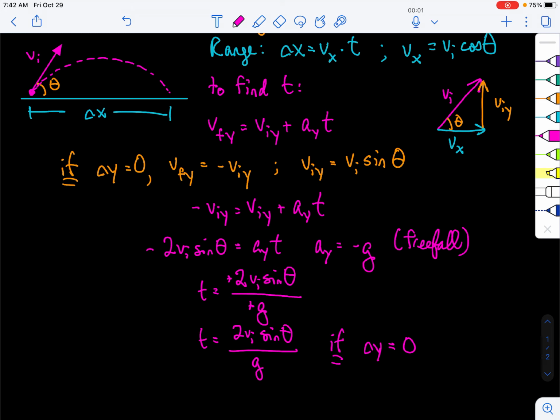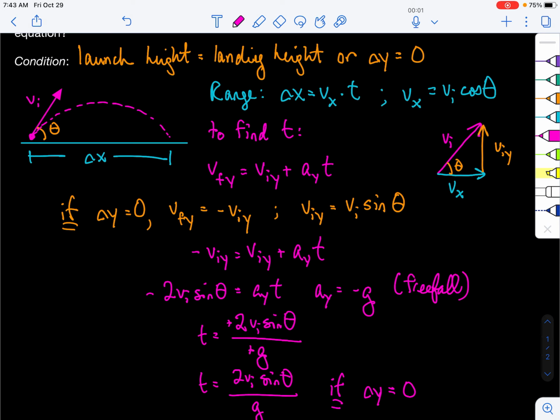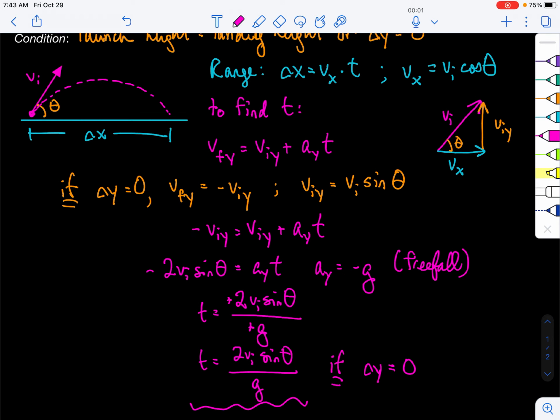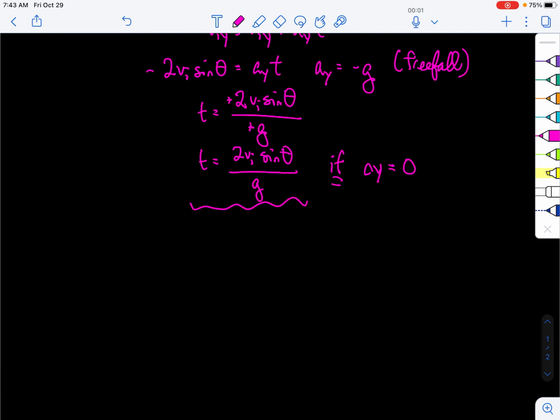So now that I have an expression for the time, I can revisit my initial blue equation and replace t with this new expression. So just to rewrite, delta x equals vx times t. So that means that delta x equals vi cos theta times this equation 2 vi sine theta all over g. So really we're done, but it's kind of yucky. So let's clean this up.